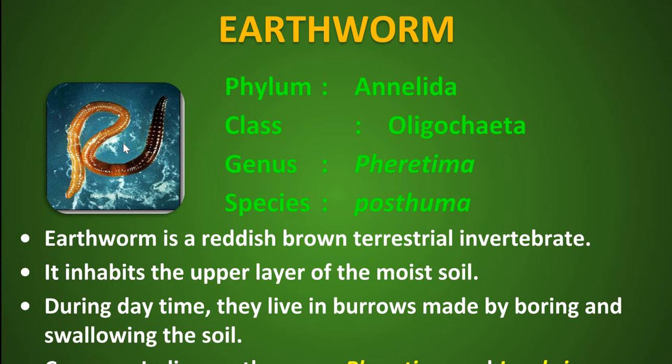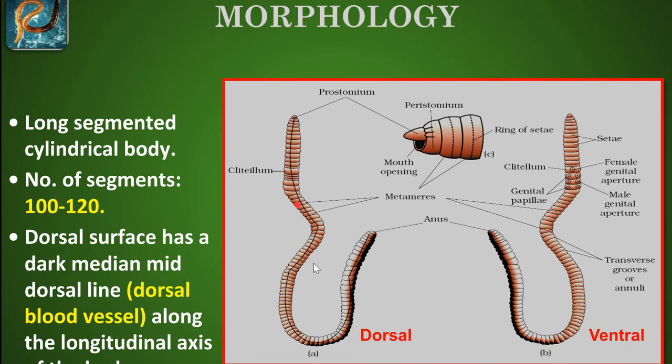It inhabits the upper layer of the moist soil. So generally we find them in areas where the soil is pretty moist. During daytime, they live in burrows. They are small, hollow regions which are made by them by boring and swallowing the soil. So if we look at the earthworm's body, then it is a long cylindrical body with various segments. We can look at it from both the sides, dorsal and ventral side.